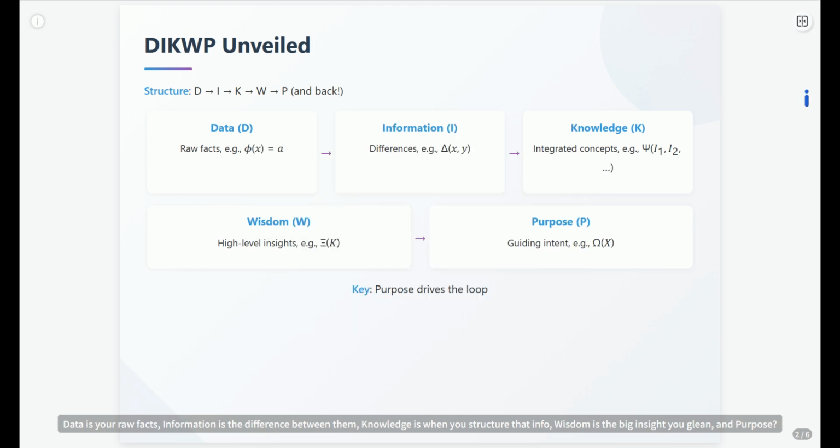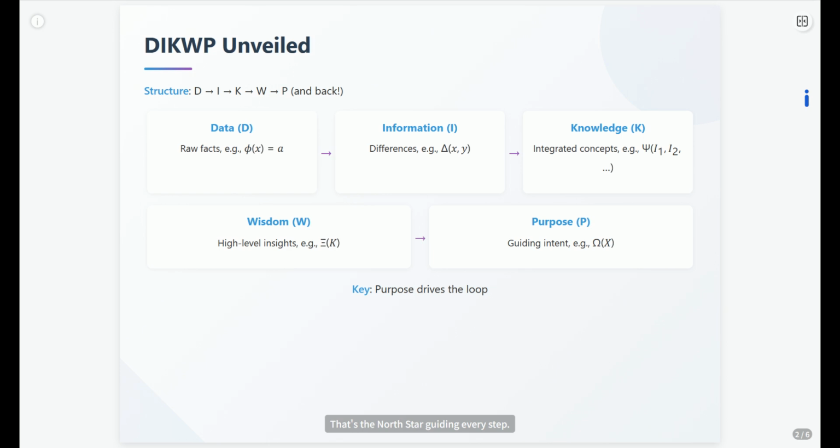Information is the difference between them. Knowledge is when you structure that info. Wisdom is the big insight you glean. And purpose, that's the North Star guiding every step. It's not linear. It's a dynamic, feedback-rich system.